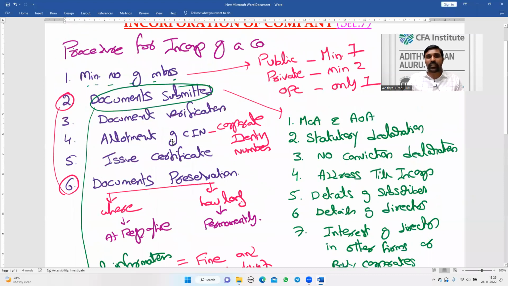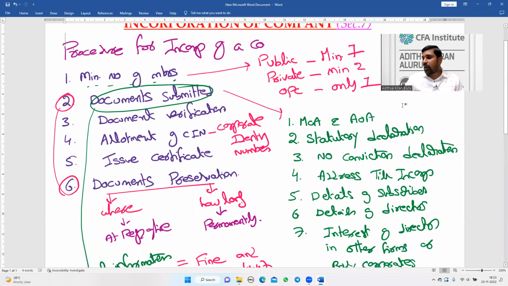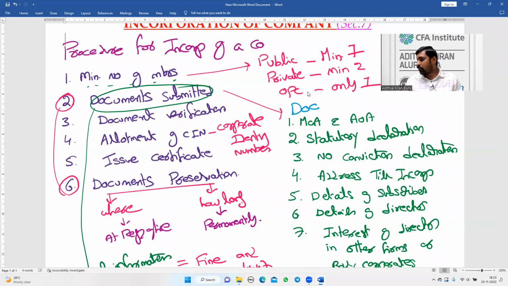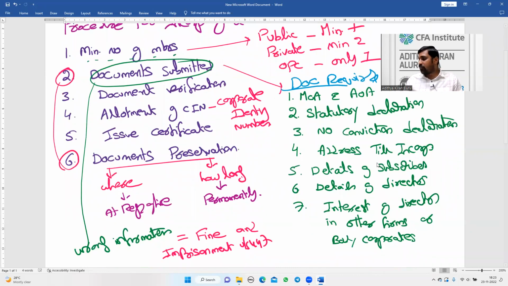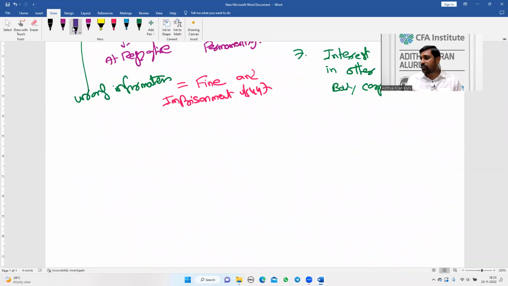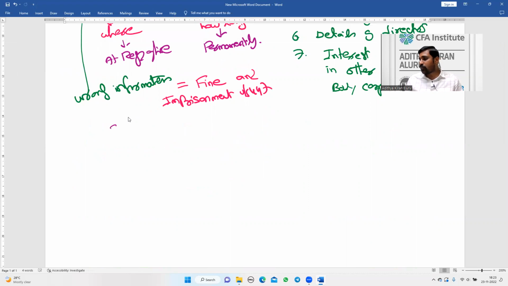Okay, so this is the procedure for incorporation of a company, and these are the documents required for incorporation of a company. Within these documents, we need to discuss separately two important documents: the statutory declaration and the no conviction declaration. First we'll start with the statutory declaration. Who has to give that statutory declaration?